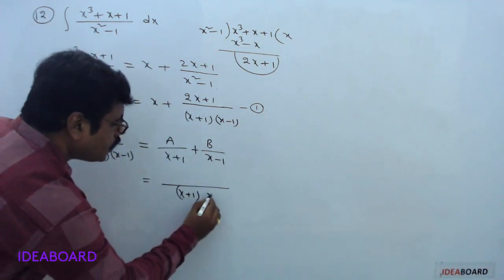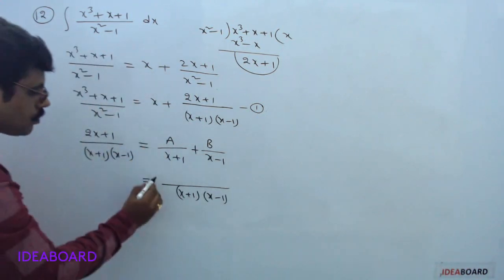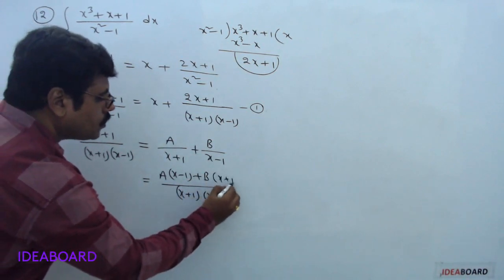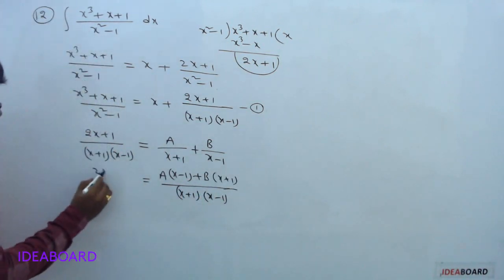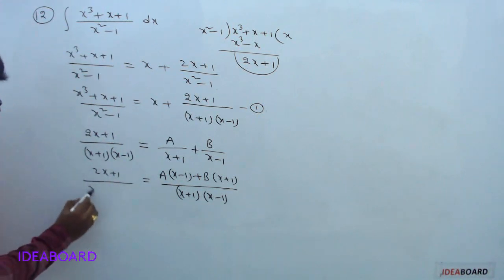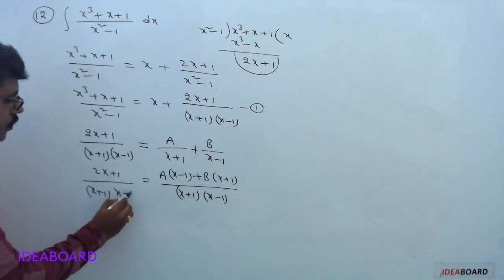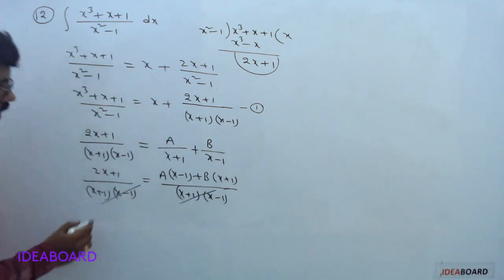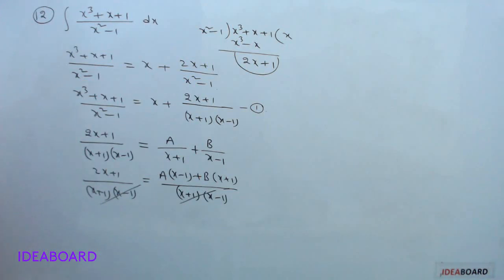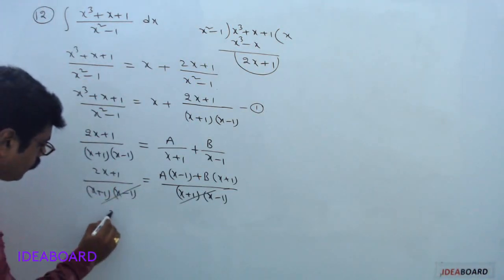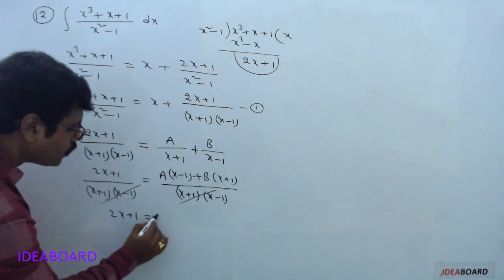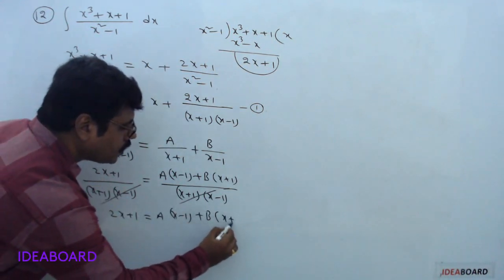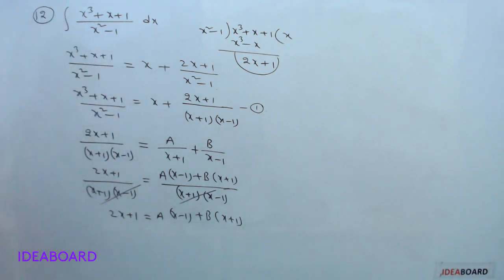LCM is x plus 1 into x minus 1. Corresponding numerator: a into x minus 1 plus b into x plus 1. Write down the LHS part: 2x plus 1 divided by x plus 1 into x minus 1. Now cancel the denominators on both sides. Then write down the remaining expression: 2x plus 1 equals a into x minus 1 plus b into x plus 1.